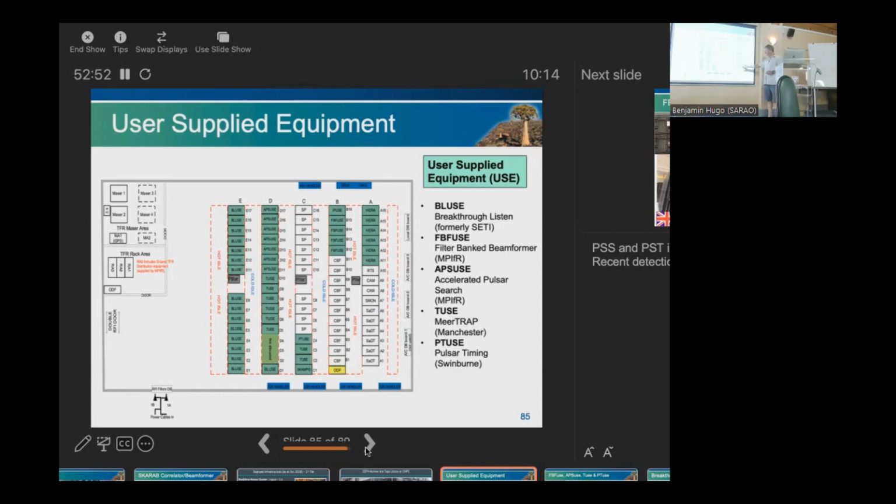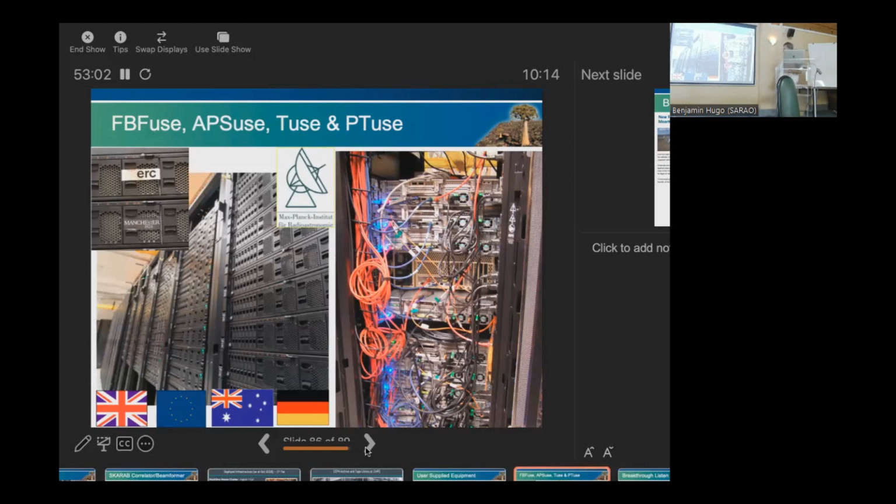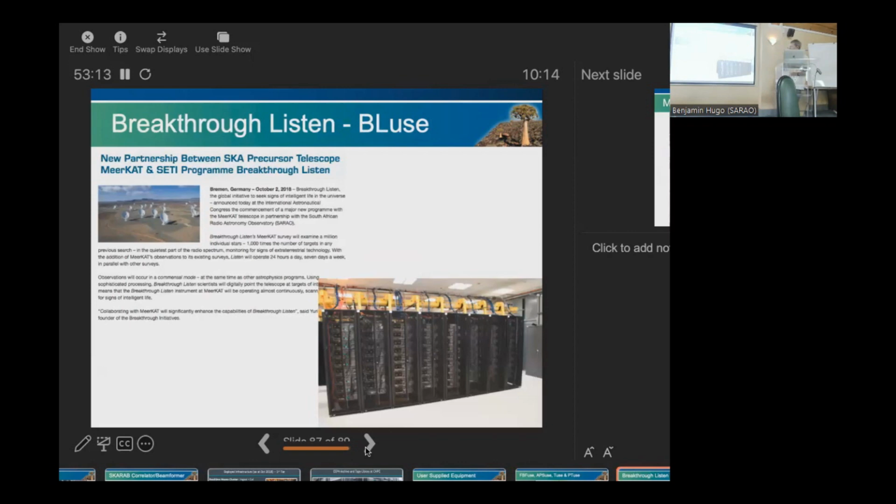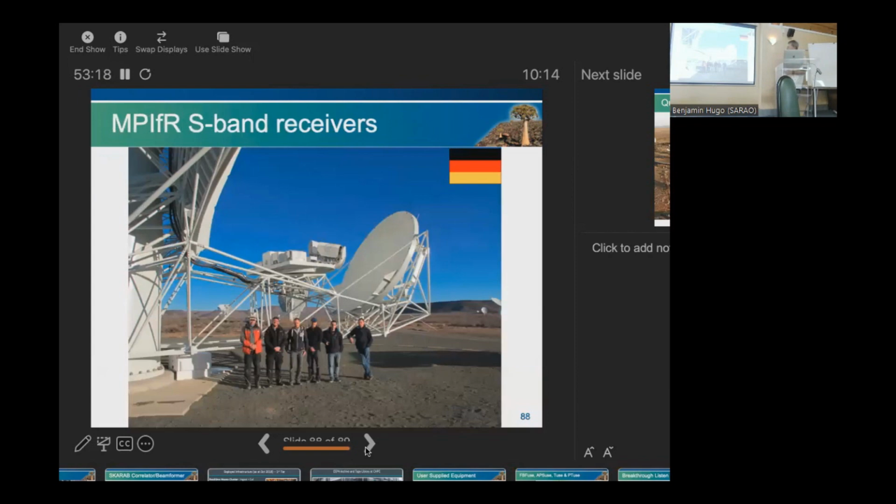Basically, these groups here are building the same stuff for the SKA. So just to give you an idea, again, this is just a lot of compute. These are largely GPU and CPU commodity computers, and they're bolted onto the back of MeerKAT and doing some wonderful science. And then, of course, the Breakthrough Listen node stuff as well, a whole row of racks of that. And then what our Max Planck colleagues did as well is provide us with S-band receivers. So that's the third receiver band on MeerKAT. And so we have 64 of those.